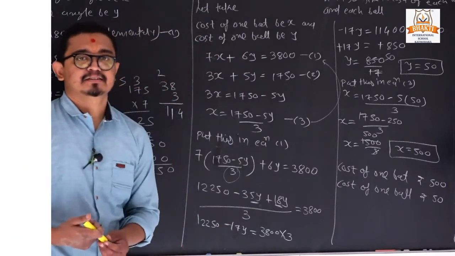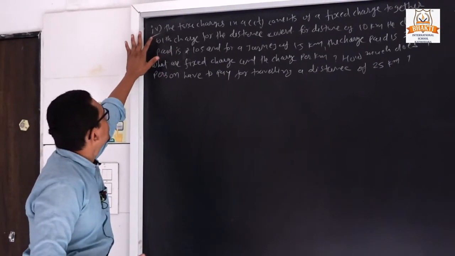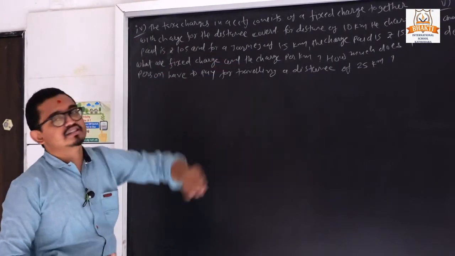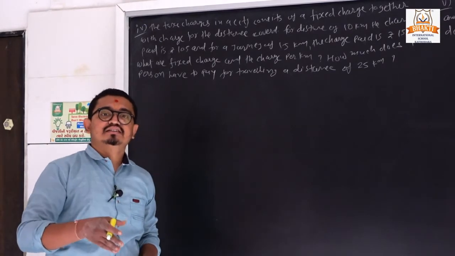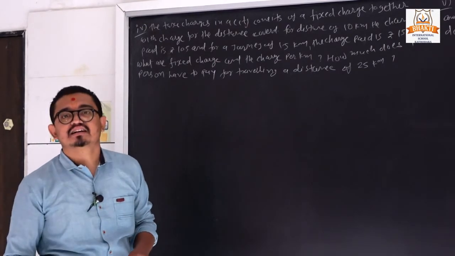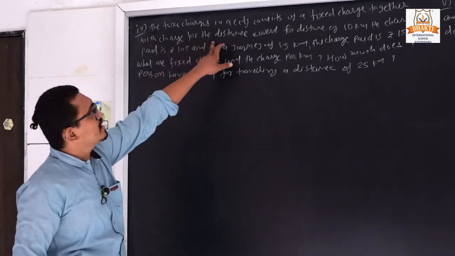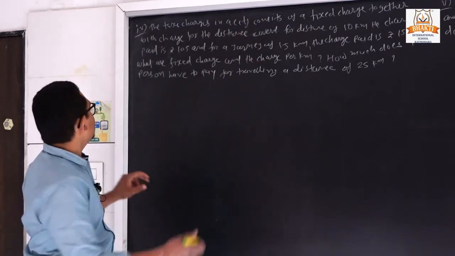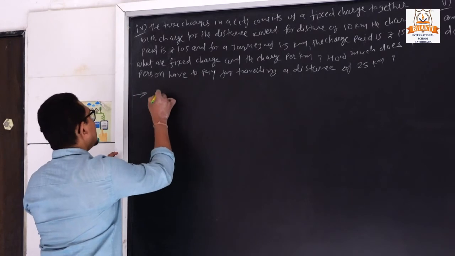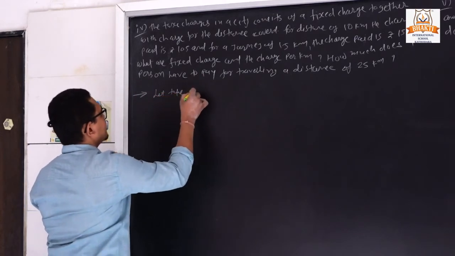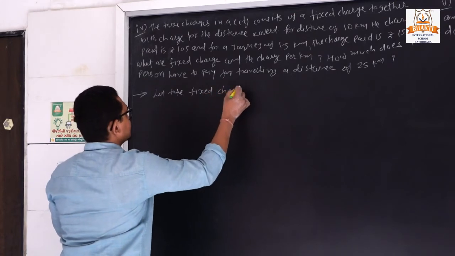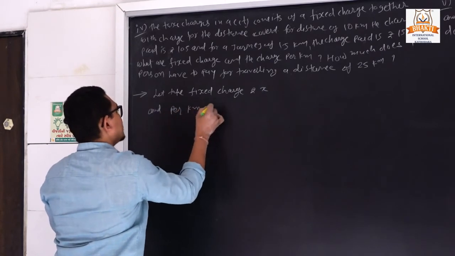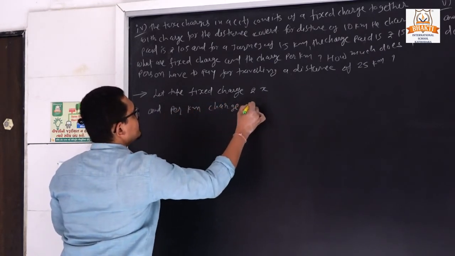Clear? Question number 4. The taxi charge in a city consists of a fixed charge together with a charge for the distance covered. It means what? First of all, the fixed charge we need to pay compulsorily, and then the variable charge is also given. It depends on how much distance is covered. So we can start like that. Let fixed charge be rupees x and per kilometer charge be rupees y.